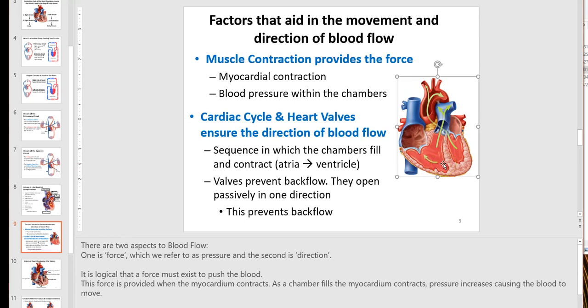Now, what prevents blood from going backwards? When the ventricle contracts or squeezes, you would think the blood would just squirt out any available opening. Well, it's the presence of these valves that prevent backflow. The valves open passively when blood flows in the proper direction.